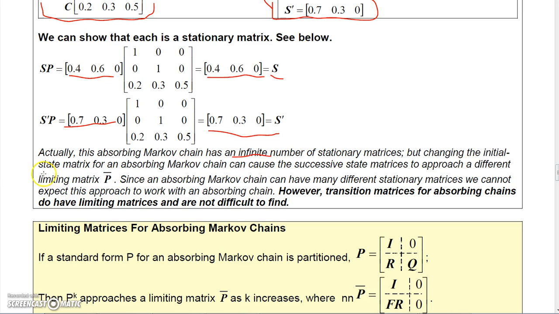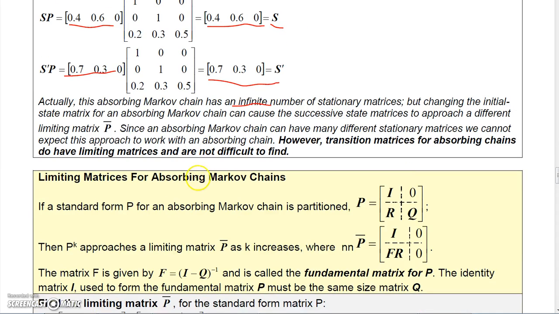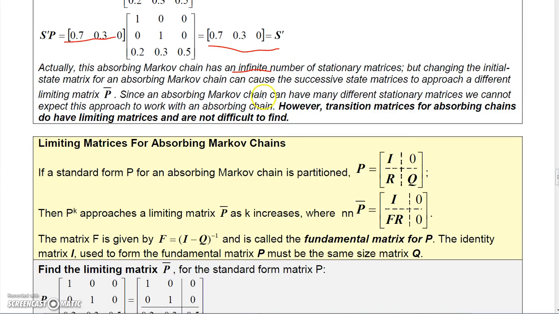But changing the initial state matrix for an absorbing Markov chain can cause the successive state matrices to approach a different limiting matrix. Since an absorbing Markov chain can have many different stationary matrices, we cannot expect this approach to work with an absorbing Markov chain. So basically, we have to find a different approach.